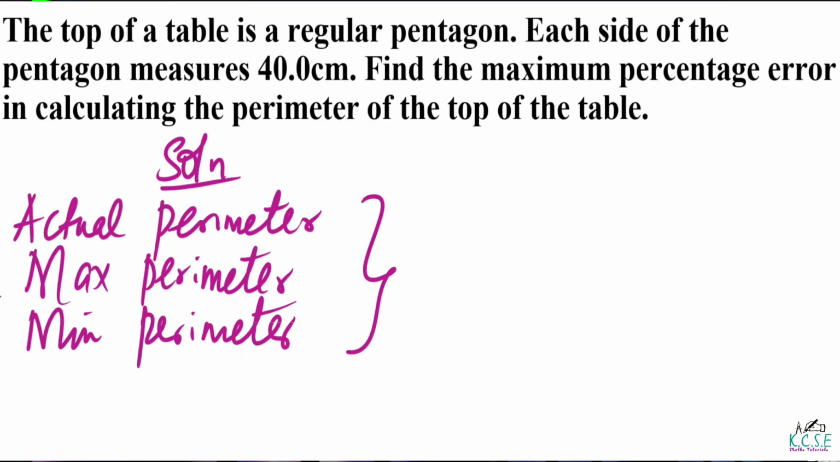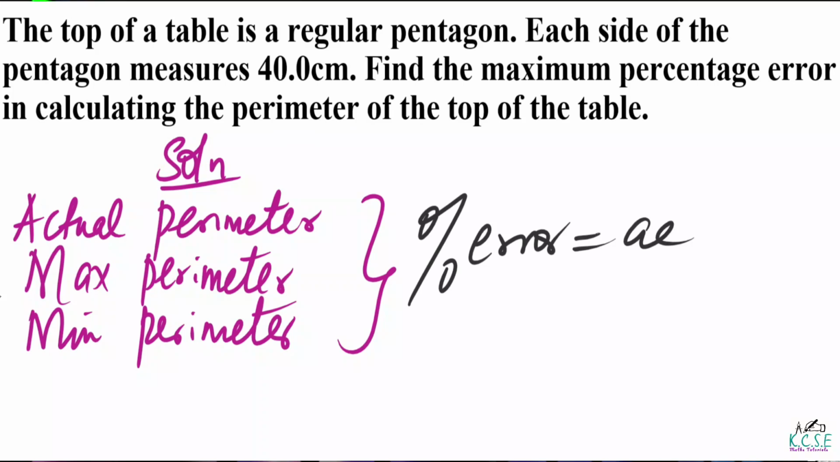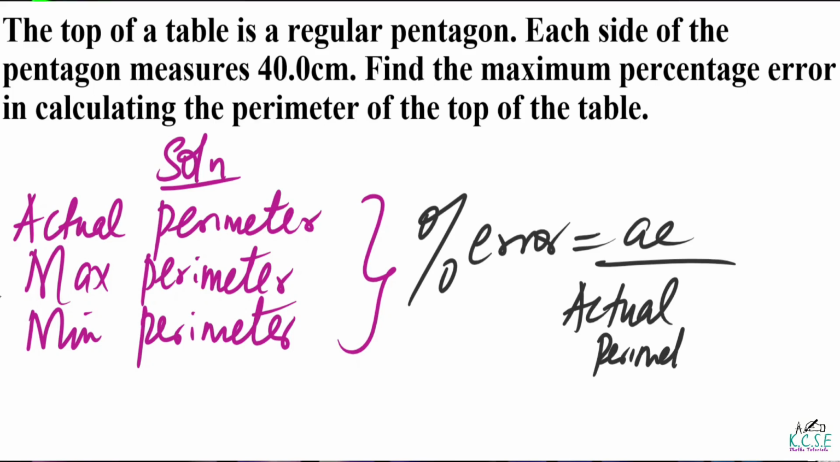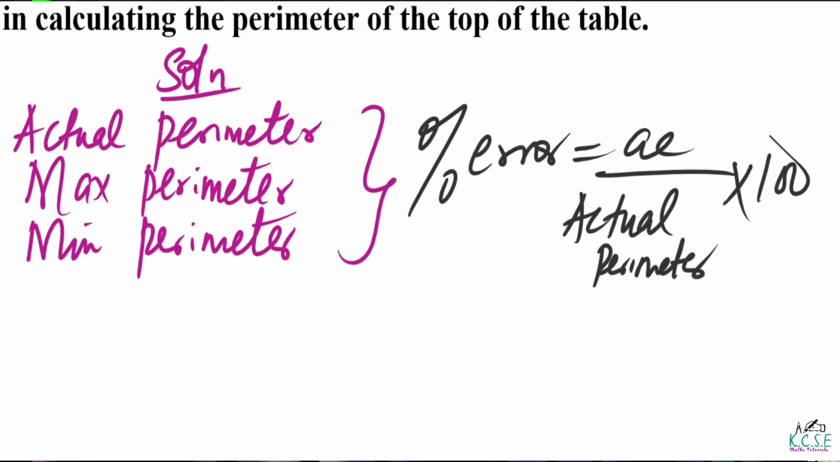Apart from these 3, to obtain the percentage error, as we have said in the previous question, this will be given by absolute error over the actual. In this question, we are dealing with the perimeter, so it will be the actual perimeter. We multiply this by 100. So that is very important to note. Everything is multiplied by 100.